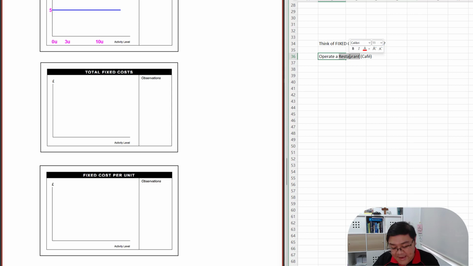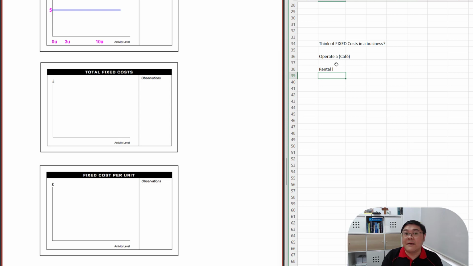Let's say you're going to run a cafe. Can you tell me examples of the costs that you will pay, even if you don't open your cafe throughout the whole month? That means you don't sell anything, but you still have to pay the same amount of money. I'm sure first of all you will think of rental, right? Exactly, rental is normally a fixed cost.